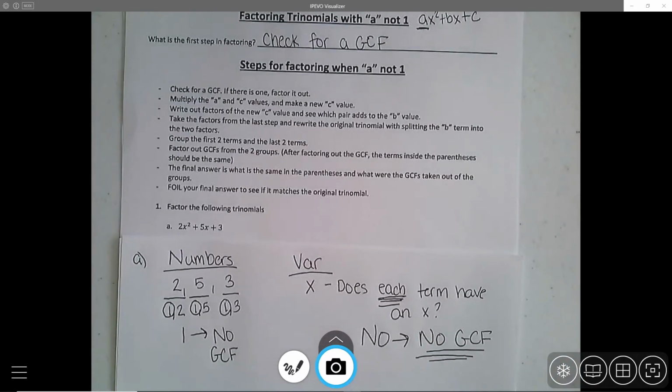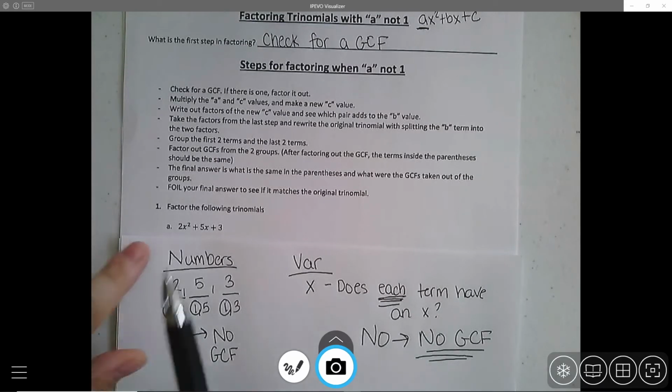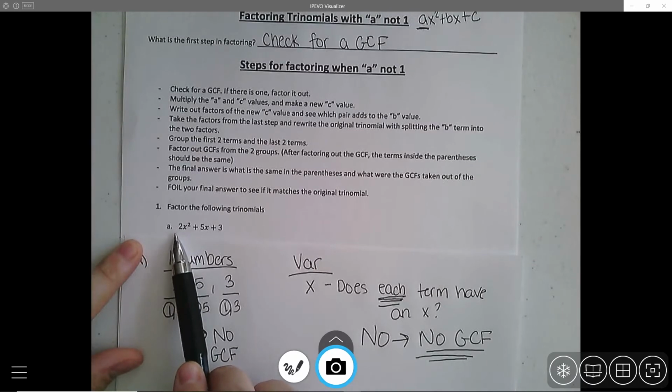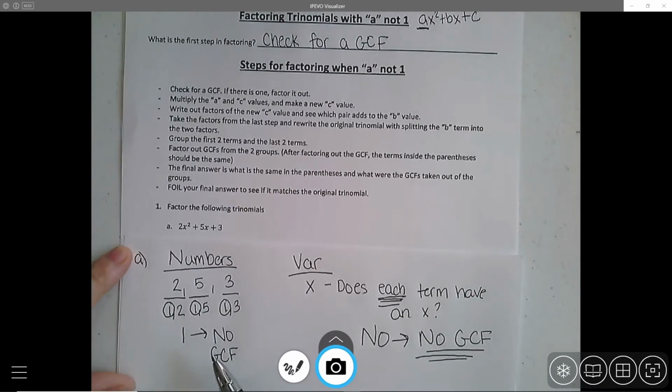The only thing you do have to be concerned with is, even though there's no GCF for the numbers and the variables, you have to make sure that your first term is not negative. If my 2 out in front was a negative 2x squared, even though there's no GCF for my number or variable, I still have to take out a negative 1.